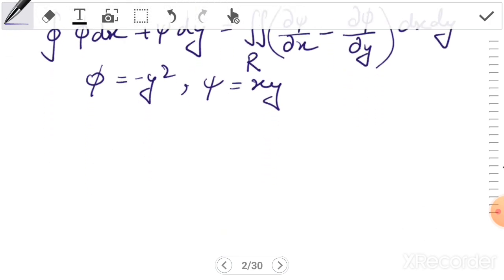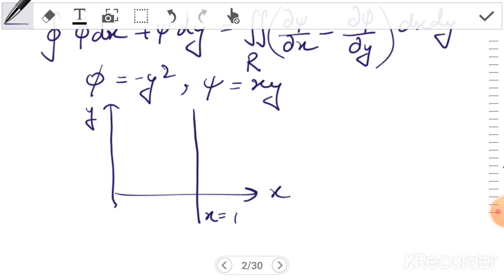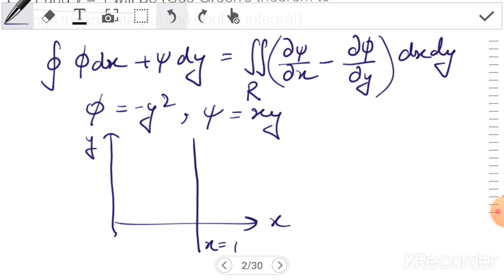Let me show you this through graph. So if this is y axis, this is x axis. So you have x is equal to 1 and y is equal to 1. Okay, this must be a square. So y is equal to 1. Right? This point is 1, 1 and this is 0, 0.